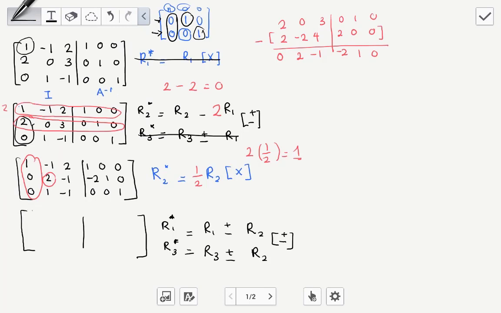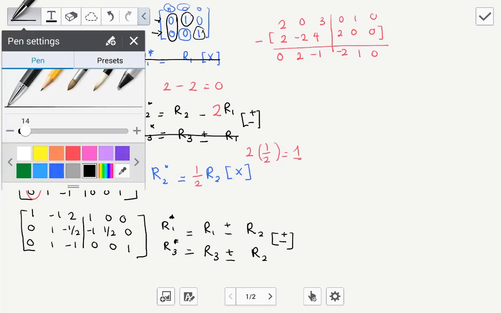So I'm going to copy my row 1: 1, negative 1, 2, 1, 0, 0. Now my row 2, I'm going to multiply all with 1 over 2. So we will be getting 0, 1, negative 1 over 2, negative 1, 1 over 2, 0. I didn't do any operation on row 3, so that's going to be 0, 1, negative 1, 0, 0, 1. Can you understand, students? I hope you are following.